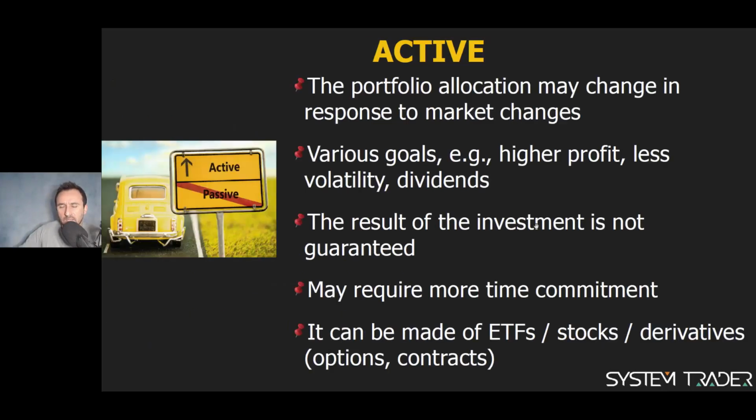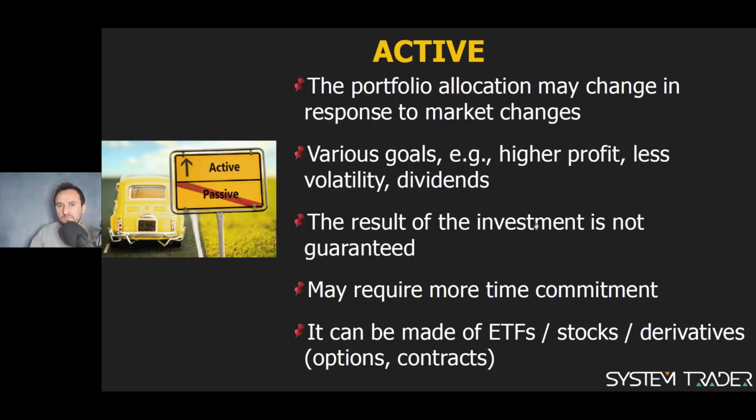On the other side, we have the active approach, and in that approach, as the name implies, the portfolio allocation may change in response to market changes. In the passive approach, for example, we had 60% of stocks and 40% in bonds, and we were not trying to, for example, sell bonds because we were thinking that bonds will have a tough time, or sell stocks because we were expecting that there will be a bear market. We were just holding that portfolio all the time in the same proportions, of course, with the exception of rebalancing.